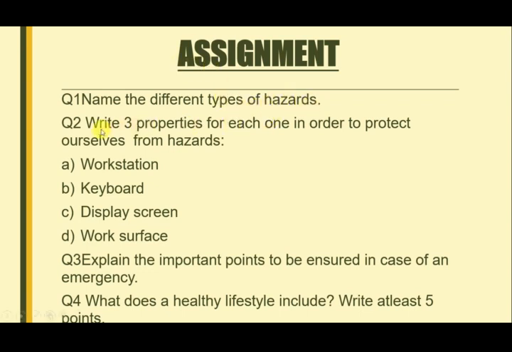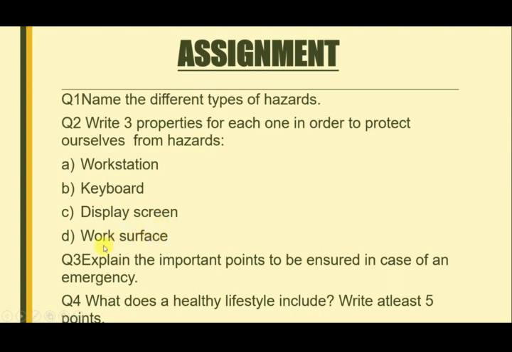Second question says, write 3 properties for each one in order to protect ourselves from the hazards. So you have to write down the properties like how your workstation should be, how your keyboard should be, how your display screen should be, and how your work surface should be. At least 3 points for each you have to write down.